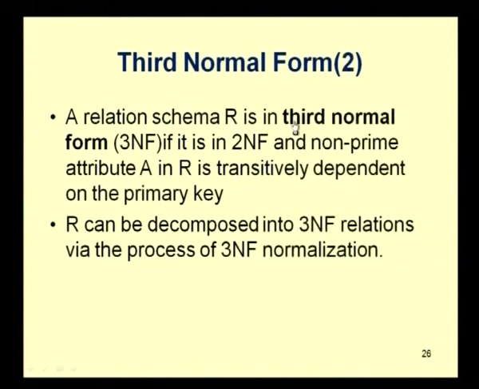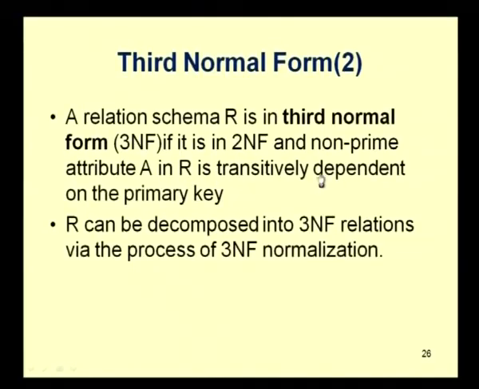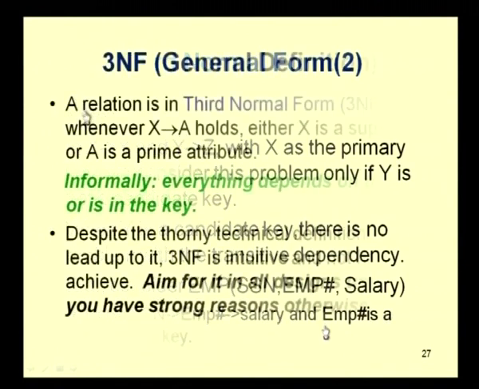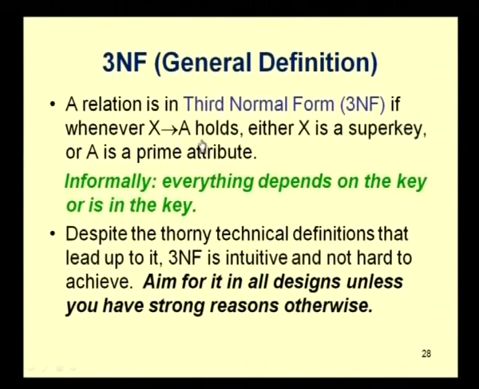A relation schema is in third normal form, as I already told you, if it is in first and second normal form, and no non-prime attribute A in R is transitively dependent on the primary key. R can be decomposed into 3NF relations via the process of 3NF normalization. For example, consider employee SSN, employee number and salary. SSN functionally determines employee number, which in turn determines salary. So, employee number is a candidate key. A relation is in third normal form if whenever X functionally determines A holds, either X is a super key or A is a prime attribute. Informally, everything depends on the key or is in the key.